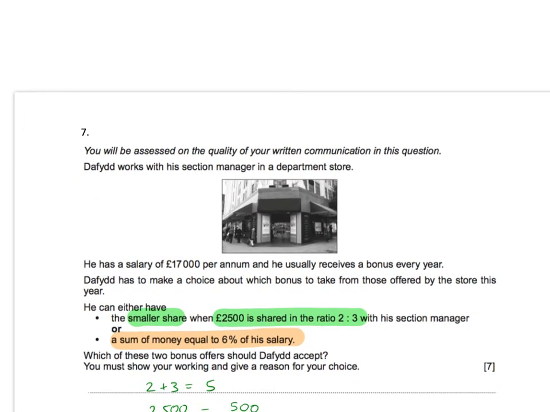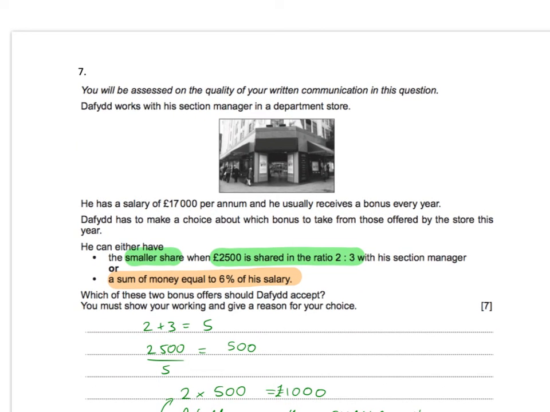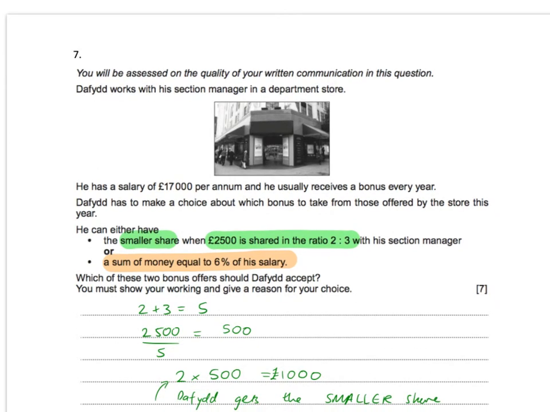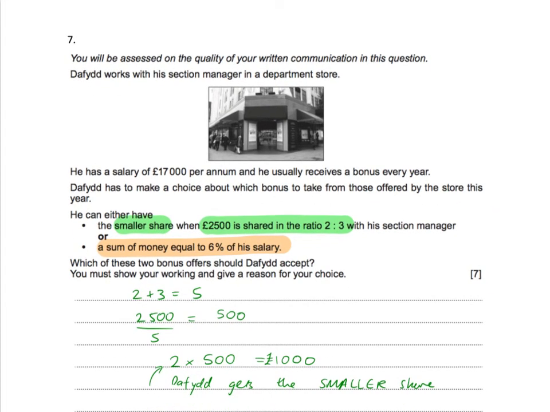So if we come down here, I've worked out what the ratio is. To work out the ratio, you would add the two parts together to get 5. You do the amount of money divided by 5, which is £500 for one part, and then because it was in the ratio 2 to 3, we times it by 2 and 3, but I've only worked out the 2 bit because he gets the smaller ratio, so I only did 2 times 500, so he'd get £1,000 getting the smaller share.